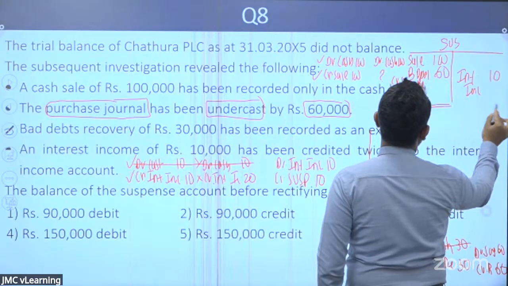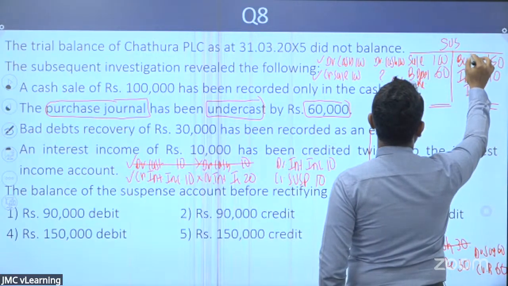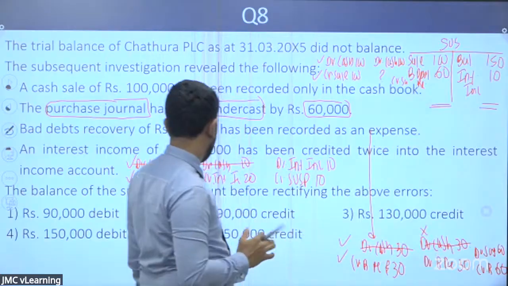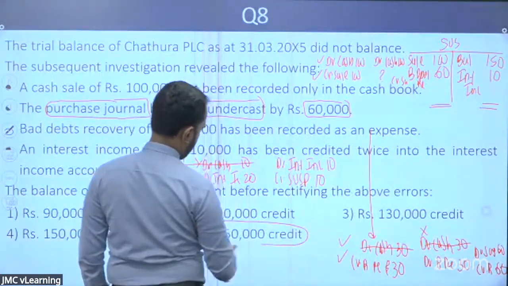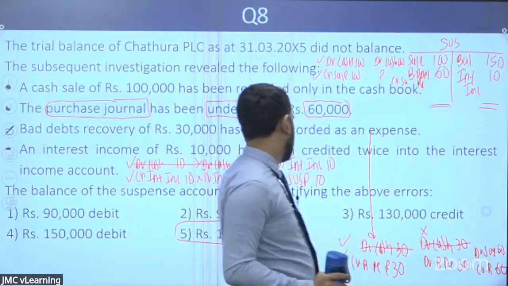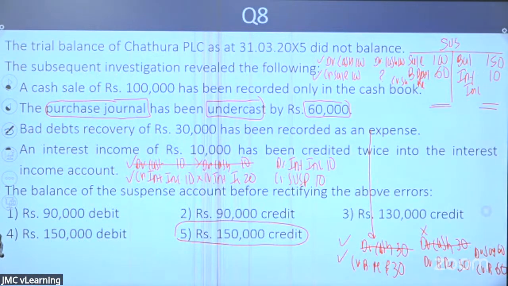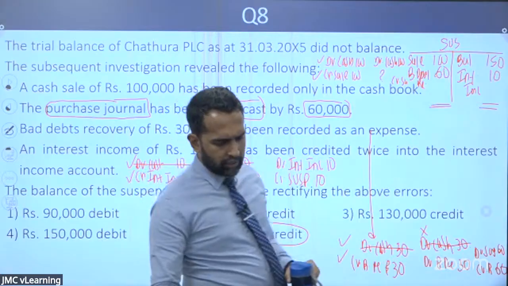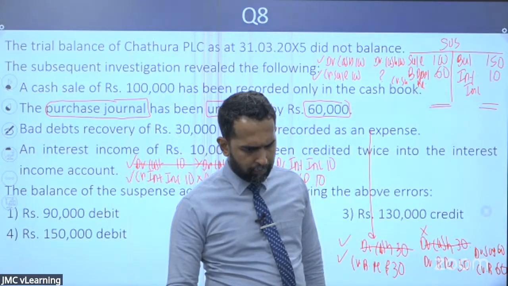The total here is 160, and when 10 is taken off, what balance do we get in the suspense account? 150. So a 150 credit balance. For the suspense account, we are getting a balance of 150, a credit balance. Okay.